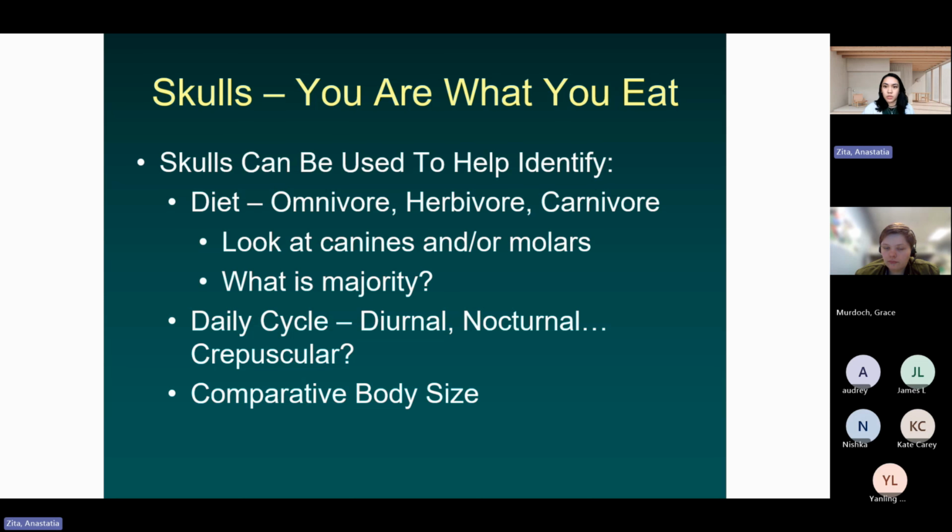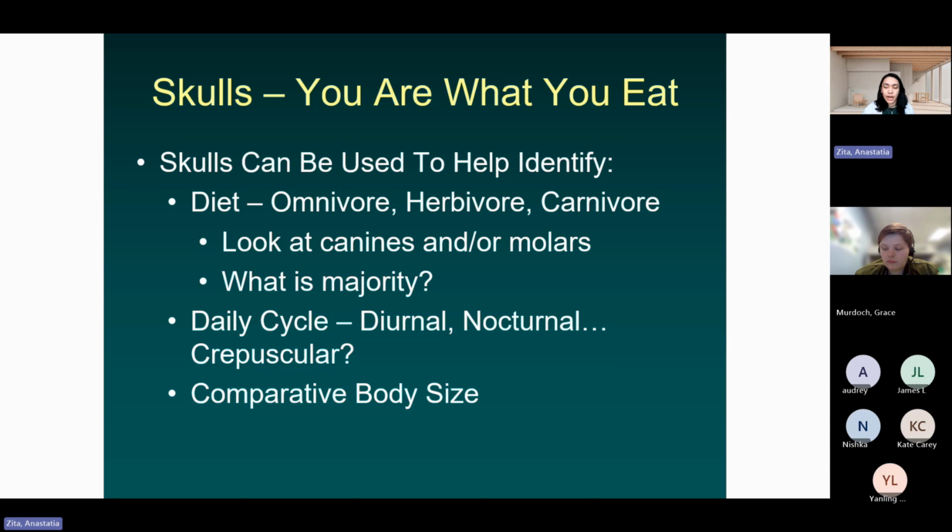So with the teeth, you'd be able to see if it's an omnivore, an herbivore, or a carnivore by looking at its canines and molars. Carnivores are going to have big, sharp canines, and herbivores are going to have generally flat teeth for grinding vegetation. And omnivores like us will kind of have a mix of both.